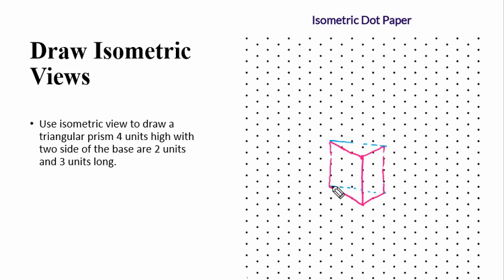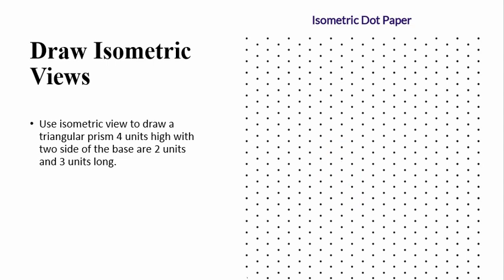Now you can ask, how? Because the height is 4, so the total height is 4 all the time. And this is 3, this is also 3, this is 4, this is 4, this is 2, and this is 2. So that's it. That's your triangular prism.